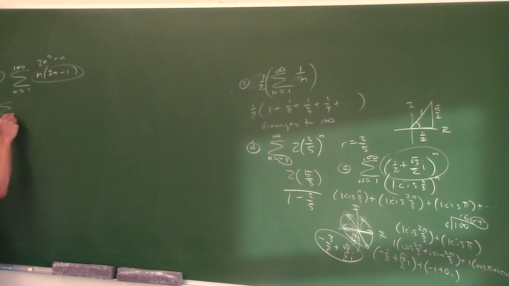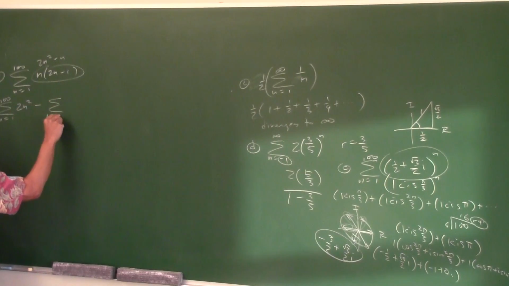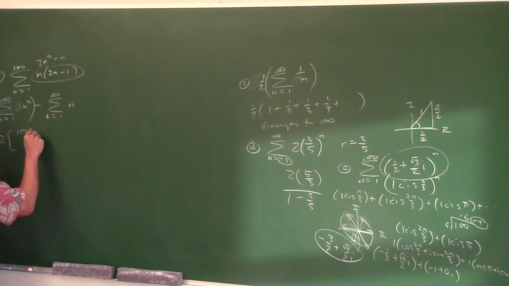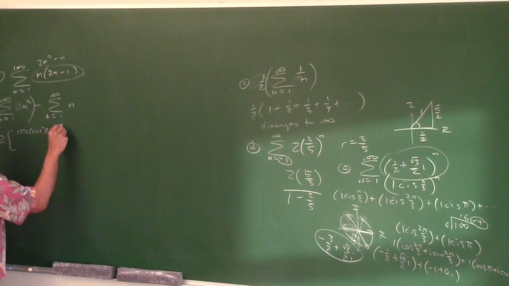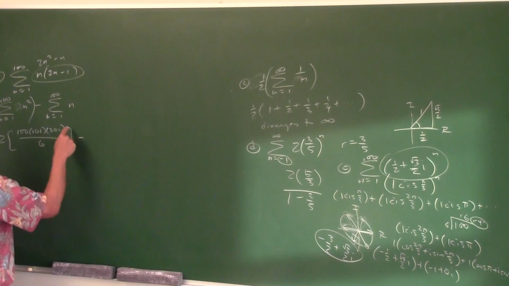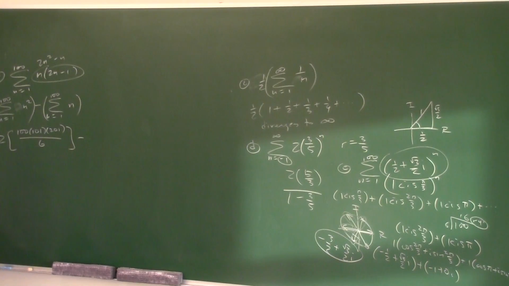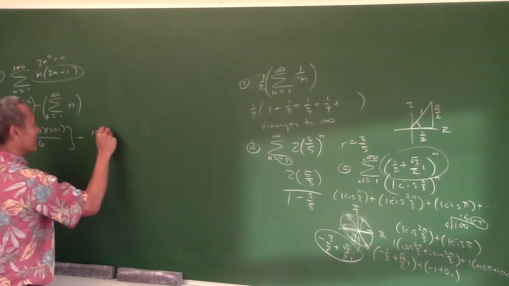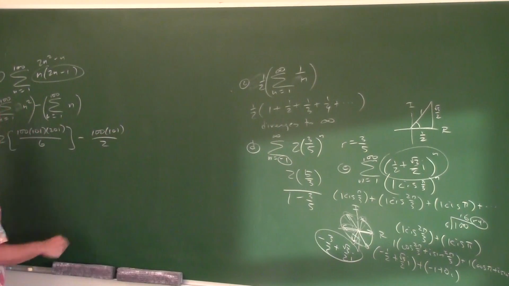So break it up into separate sigmas. So 2 sigma n squared minus sigma n, with n equal 1 to 100. And then the 2 can be thrown on the outside. And then, hey, you somebody, what's 1 squared plus 2 squared plus 3 squared all the way to 100 squared? That would be 100 times 101 times 201 all over 6, minus, and this, hey, you somebody, what's 1 plus 2 plus 3 all the way to 100? 100 times 101 all over 2. And on the test, good enough.